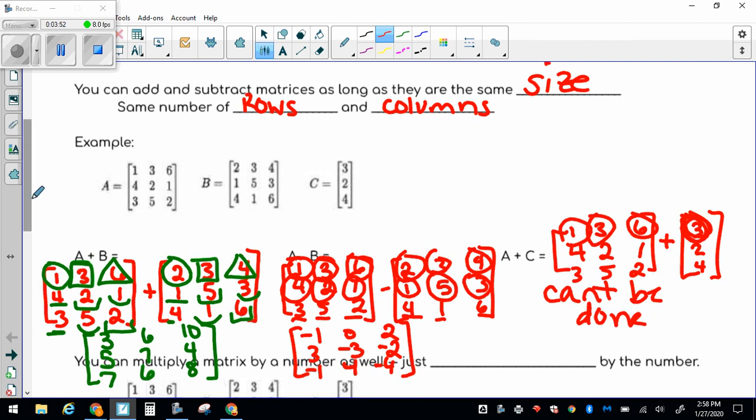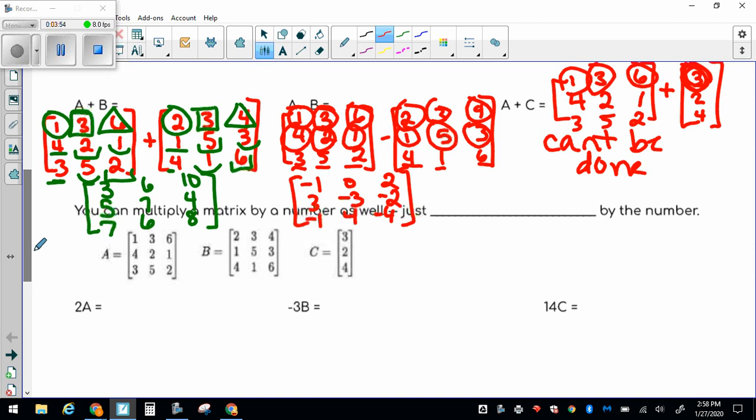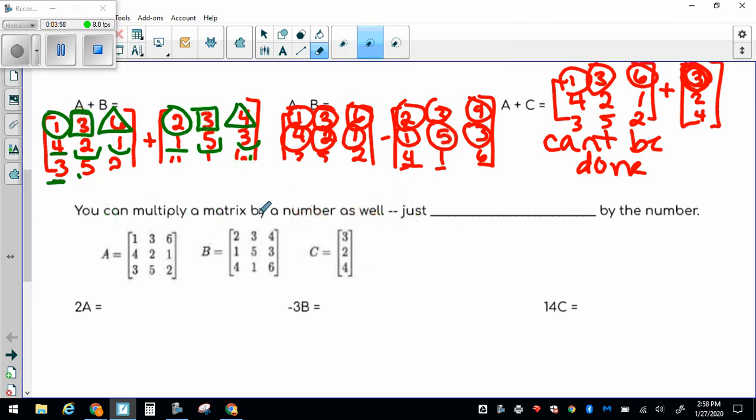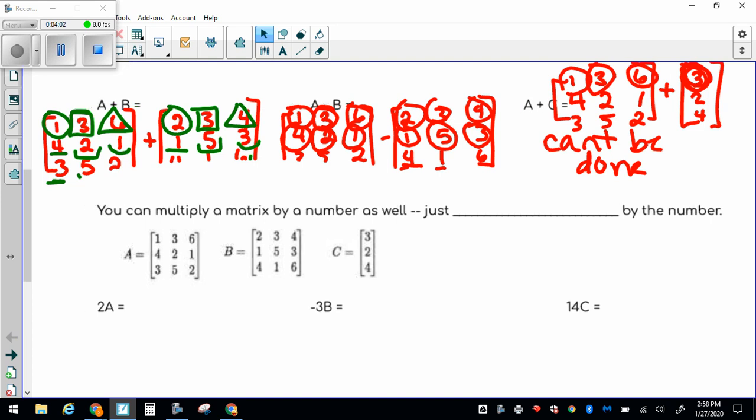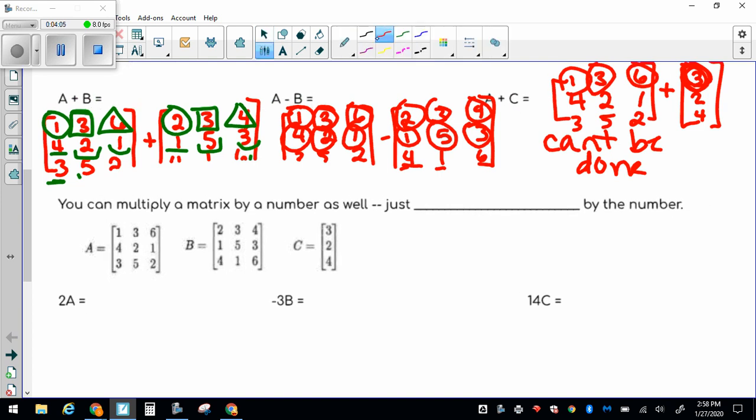So that is a valid answer choice. If they are not the same size, you can't add or subtract. All right. When we do multiplying by a scalar, or multiplying by a number, all we are doing is exactly what you would think. We are distributing, or multiplying everything by that number. It works just like distributing.